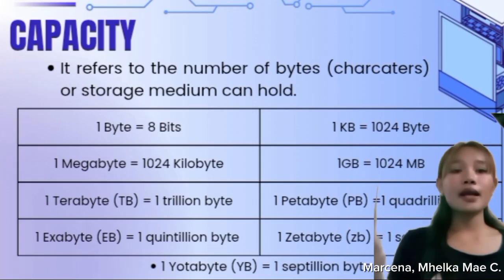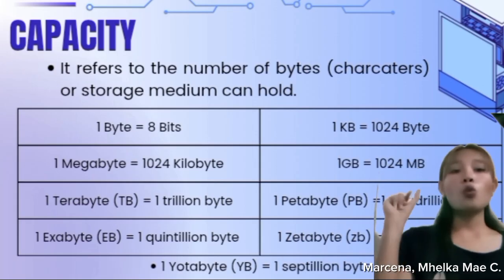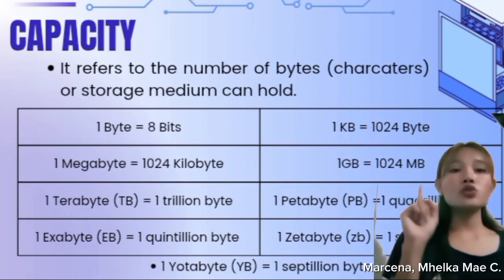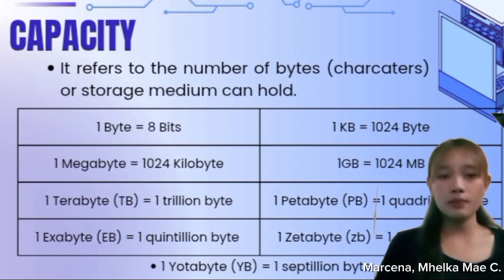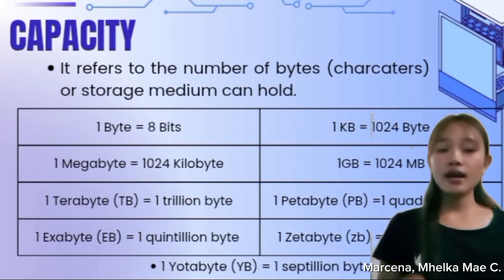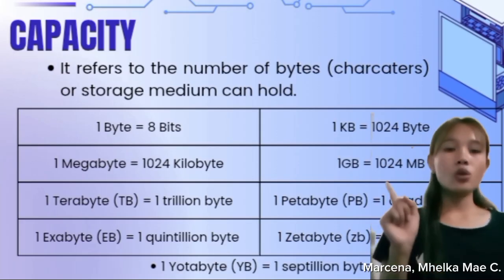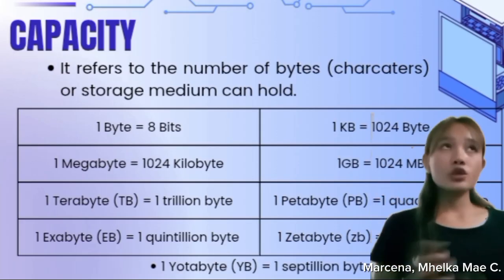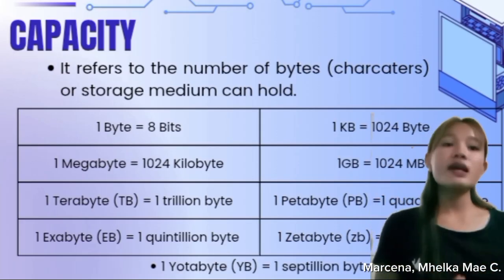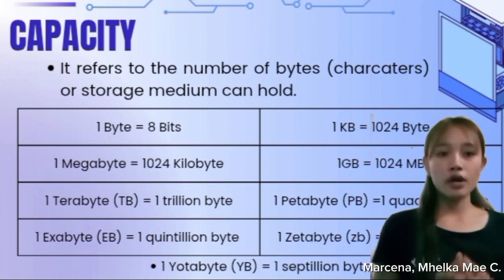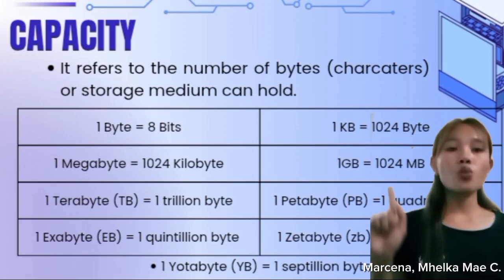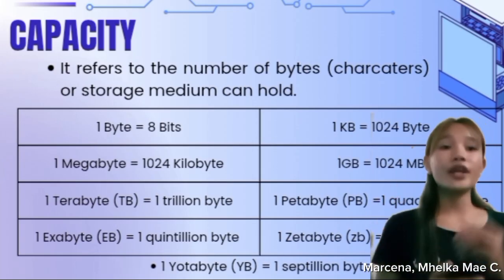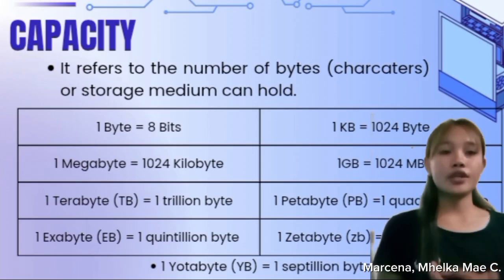And we have megabyte. 1 MB equals 1024 KB, commonly used for small files like documents or low-resolution images. And then we have gigabyte. 1 gig equals 1024 MB. It is typically for software applications, high-quality images, and short videos. And we have terabyte. 1 terabyte equals 1 trillion bytes or 1024 gigabytes. It is found in hard drives and large storage systems.